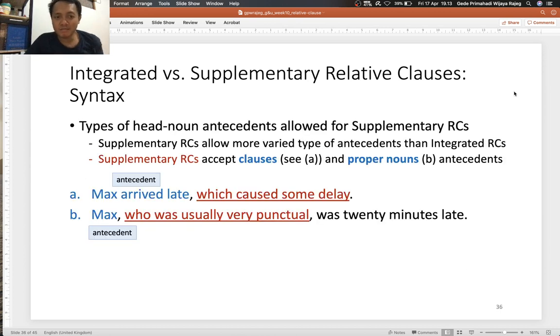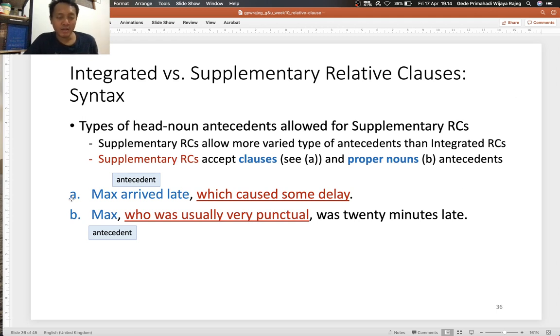Another syntax difference is the type of head noun that is allowed by supplementary relative clauses. Supplementary relative clauses have more varied types of antecedents, the kind of noun that they can modify. They can accept clauses as the antecedent. Before, we only saw nouns as the antecedents. Supplementary relative clauses can accept clauses as well as proper nouns.